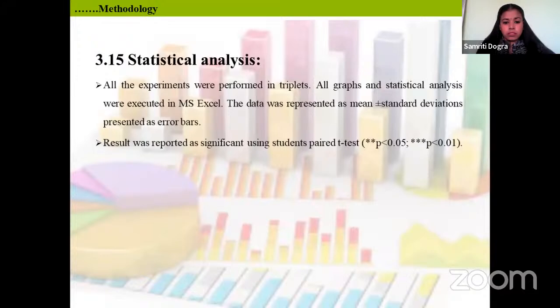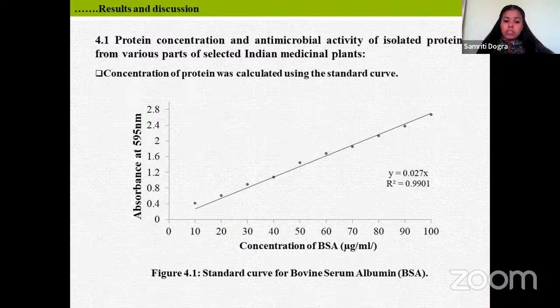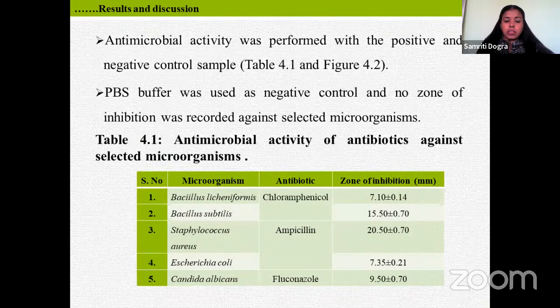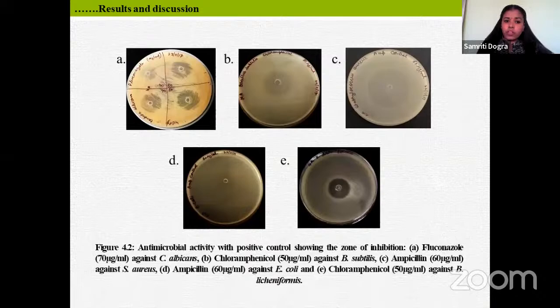So the main part is results. Now this figure is showing the standard BSA which I have used. These are the tables showing the zones of inhibition of the antibiotics against the specific microorganisms, five different types of microorganisms I selected. And these are the zones of inhibition of the positive control.